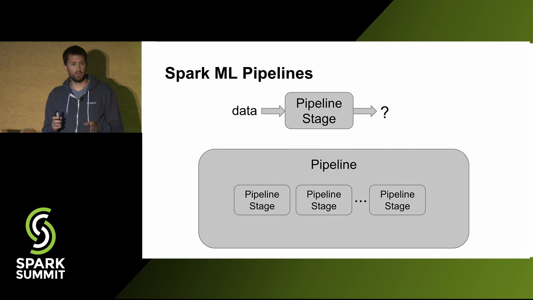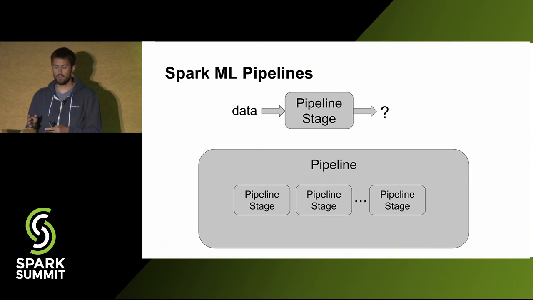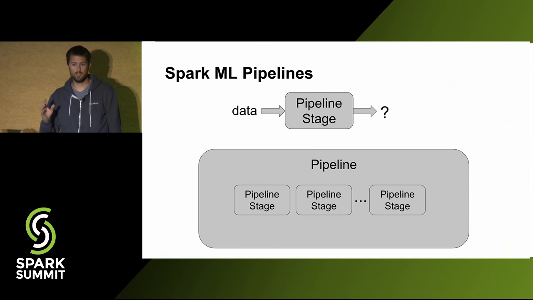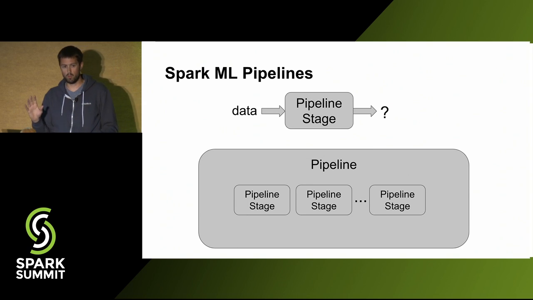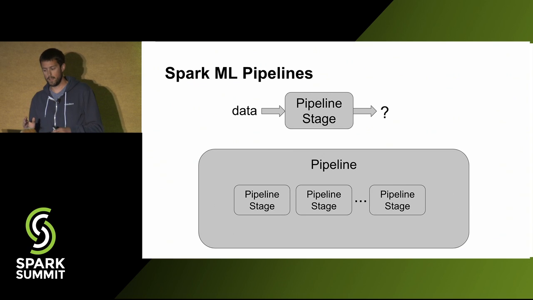Spark pipelines are built on top of this abstraction called a pipeline stage. So a pipeline is composed of several pipeline stages. Right now, we can think of a pipeline stage as something that just takes in data, does some sort of transformation, and produces some sort of output. We're kind of high level right now. We'll drill down and make this more concrete. But for right now, just think of a pipeline as a sequence of pipeline stages.